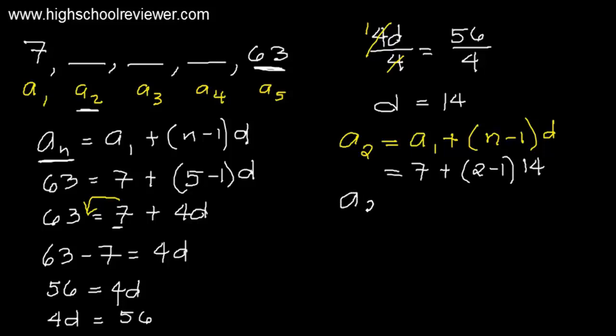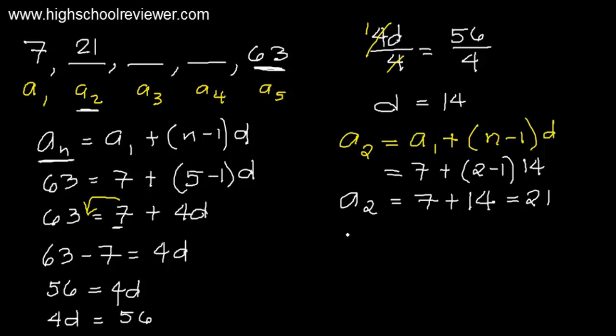So our a sub 2 here will be 7 plus 2 minus 1 is 1, multiplied by 14, that is 14. So again, our a sub 2 is just the sum of a sub 1, which is 7, and our d, which is 14. So this will be 7 plus 14, that is 21. So we have here 21 as our a sub 2.